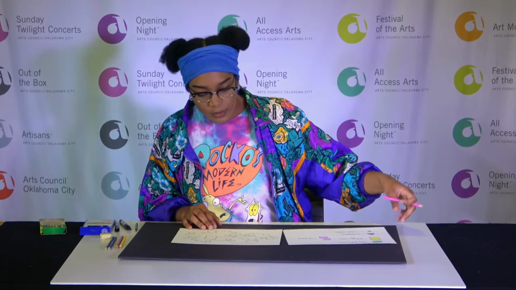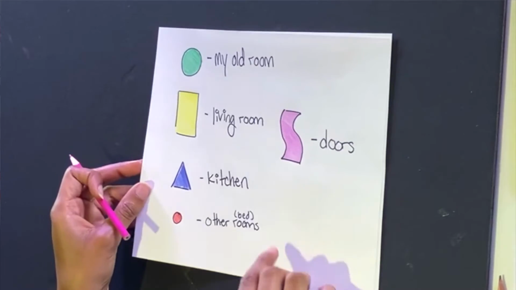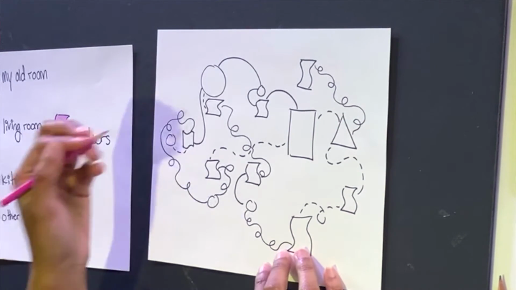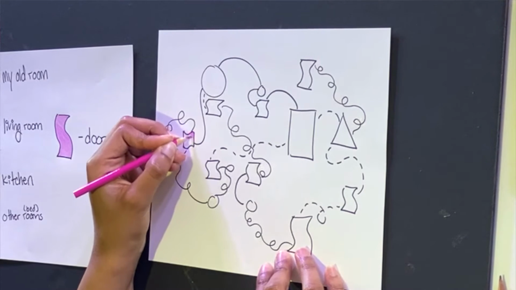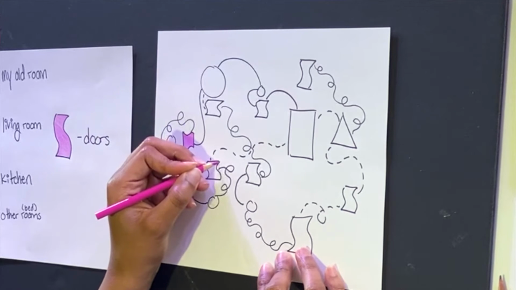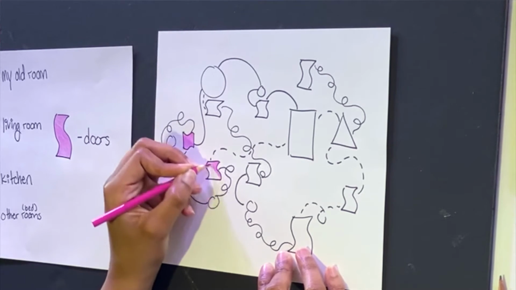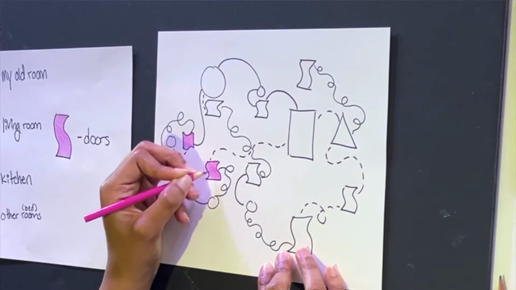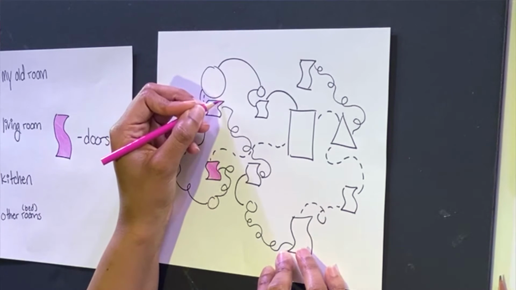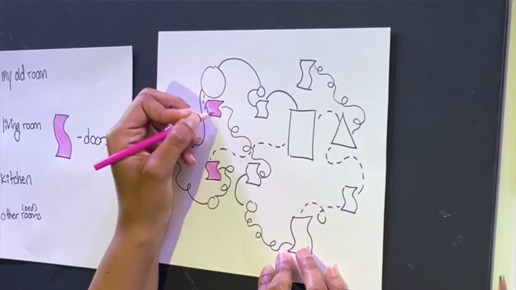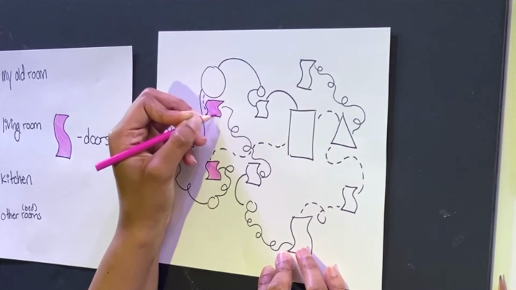So following my legend here, I have doors, old room, living room, kitchen, other rooms, and I have all the colors connected to those, and that's what I'm going to do now. I'm going to add in my colors. So I have all my doors, they're all pink. And you can use colored pencils and crayons, or you can just use one of them. I'm only using colored pencils right now, but I think I will go back in later to use crayons.